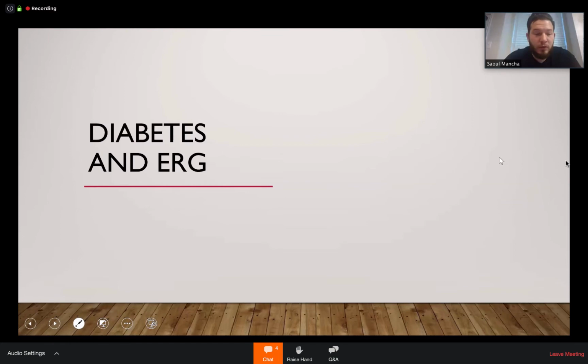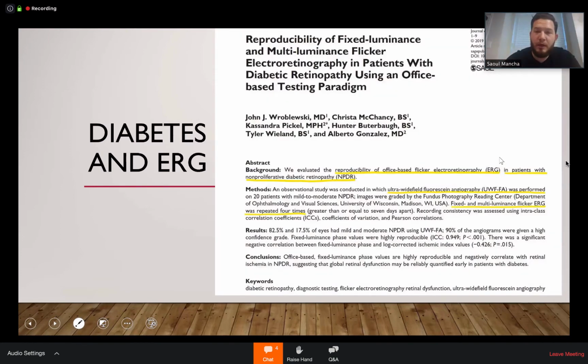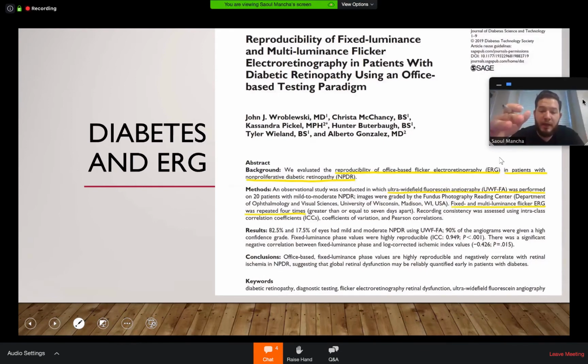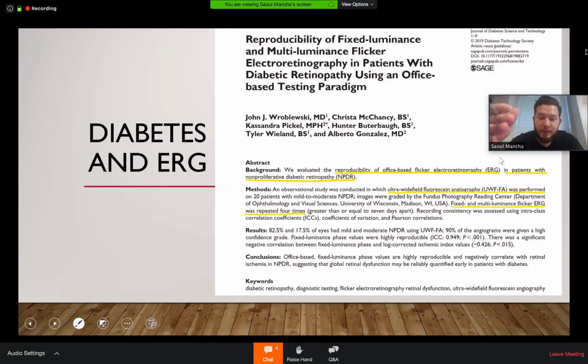Okay, so that was the VEP for diabetics. This next one is going to be the use of electroretinograms. This study was not trying to prove that you can find retinal dysfunction from diabetes. Instead, they're trying to show which of two tests, the fixed luminance or the multiluminance flicker electroretinogram, shows better reproducibility between test takings.